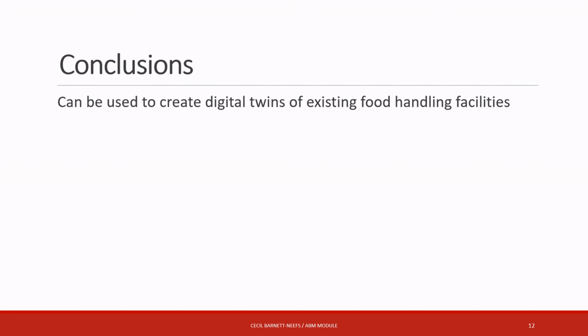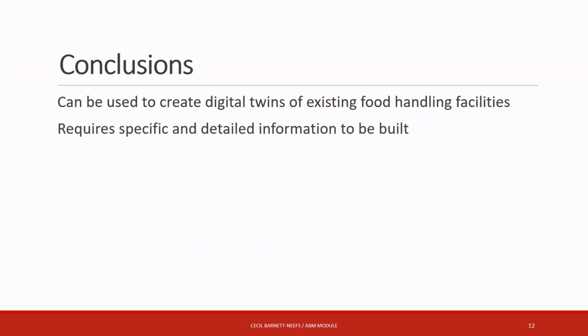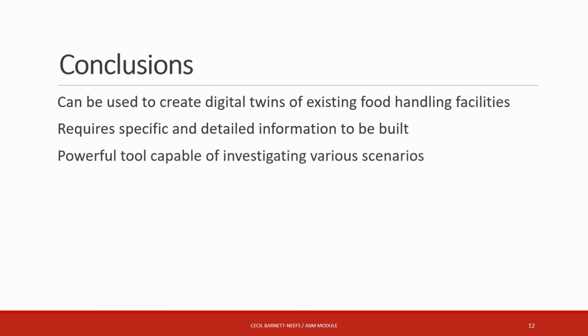In conclusion, agent-based models can be used to create digital twins of existing food processing facilities or packing houses, but require detailed information about those environments in order to be built. However, as we have seen, once up and running, these models are capable of investigating a wide range of different scenarios.